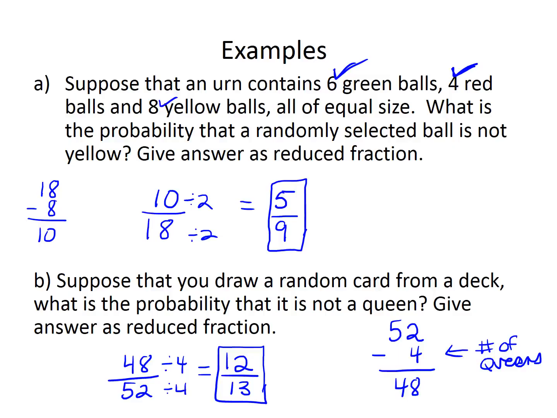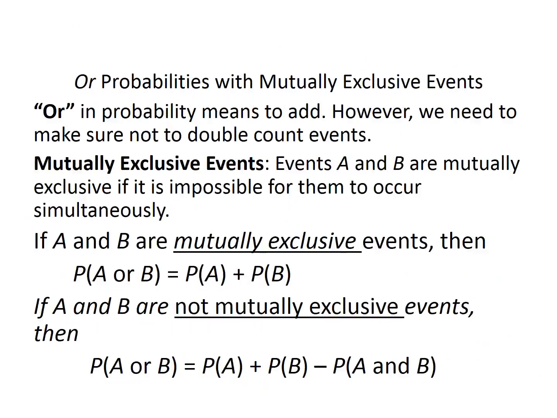So in mathematics, the word or means to add. So or in probability means to add, but you need to make sure that you do not double count events. You need to subtract off if you double count, if they are not mutually exclusive. Events A and B are mutually exclusive if it is impossible for them to occur simultaneously, which you will see in several examples.